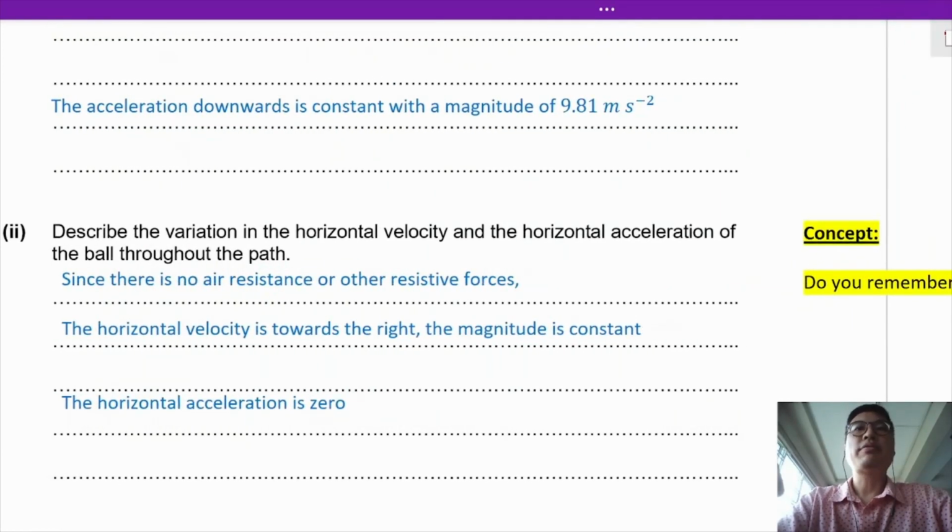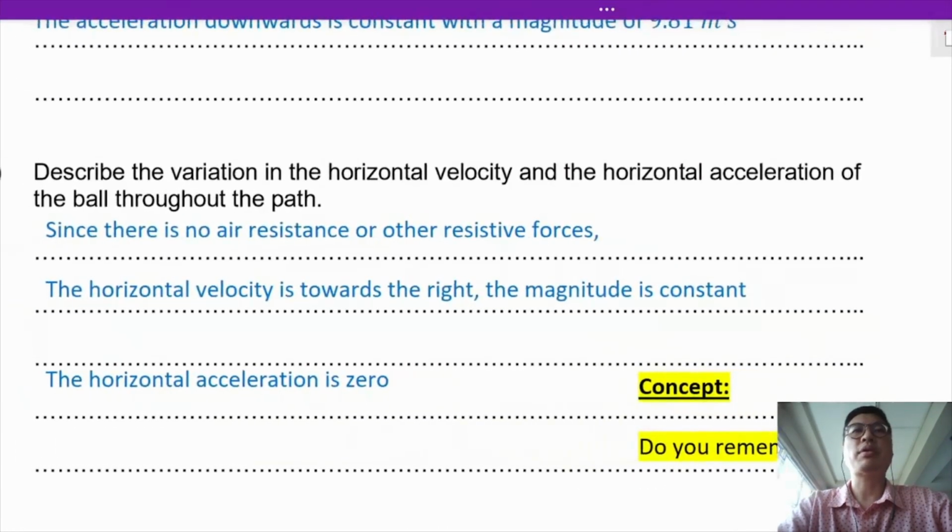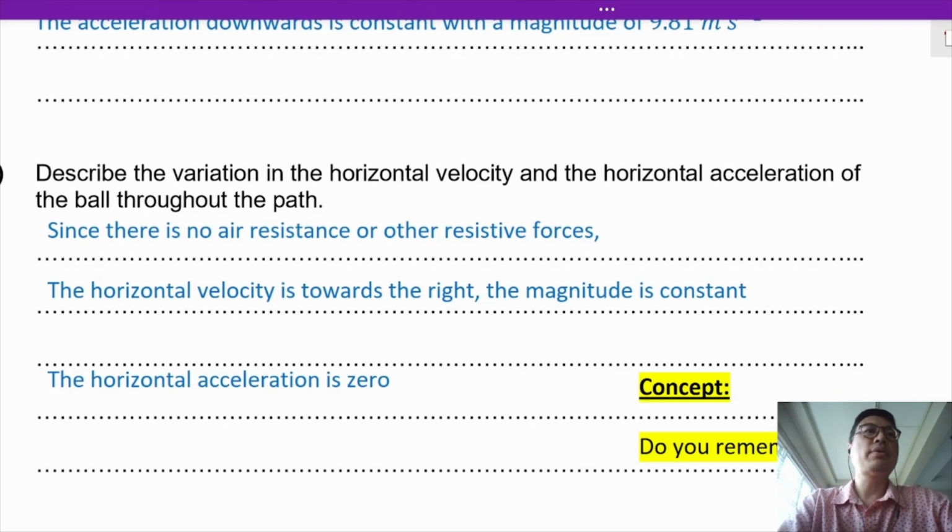Describe the variation of the horizontal velocity and the horizontal acceleration of the ball throughout the path. Now, since there's no air resistance, the horizontal velocity will be towards the right with a constant magnitude, and the horizontal acceleration will be 0.